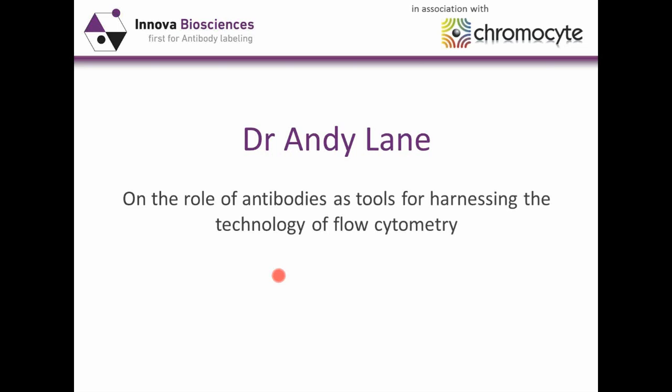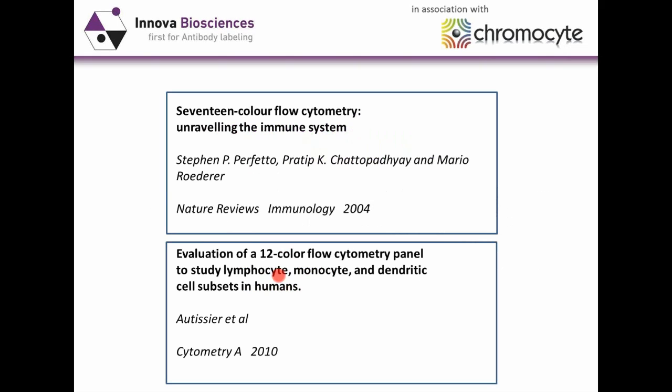And I'd like to focus more on the role of antibodies as tools and reagents, really to get the most out of modern-day flow cytometers. One of the points I'd start with is really in highlighting the power of these instruments. I've put a couple of references up here, and the first one, the paper from Stephen Perfetto, is actually now 8 years old, and this was a real benchmark paper at the time of its publication. It was talking about 17-color flow cytometry and using all of those different markers to unravel detailed subsets of the human immune system.